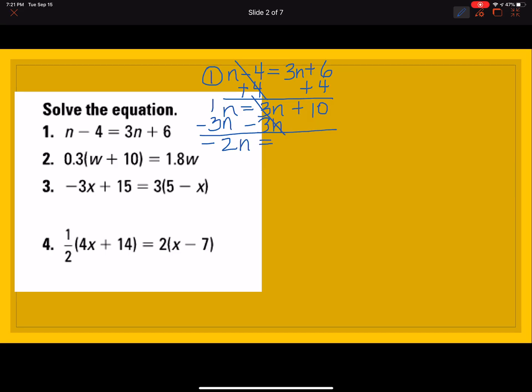We're going to bring down the 10 on the right side of the equal sign. Now we have a one-step equation that we're going to use the division property of equality to solve. And once we divide both sides by -2, n equals -5.